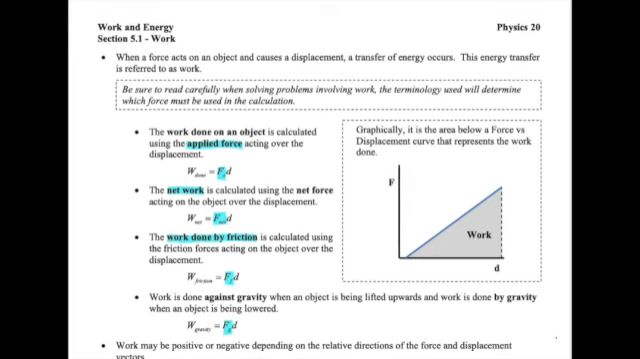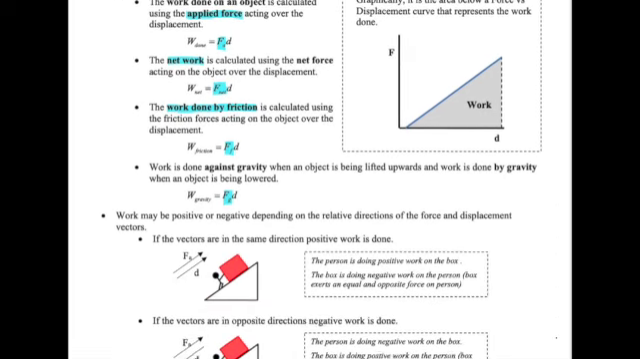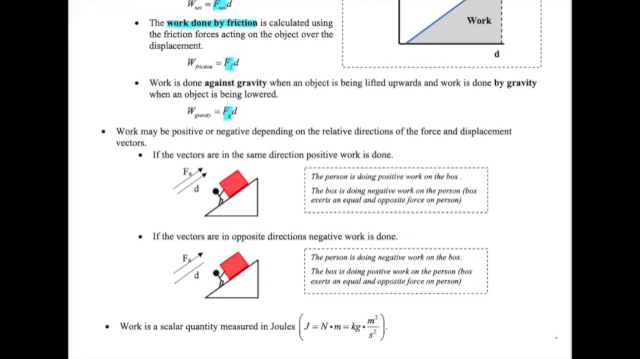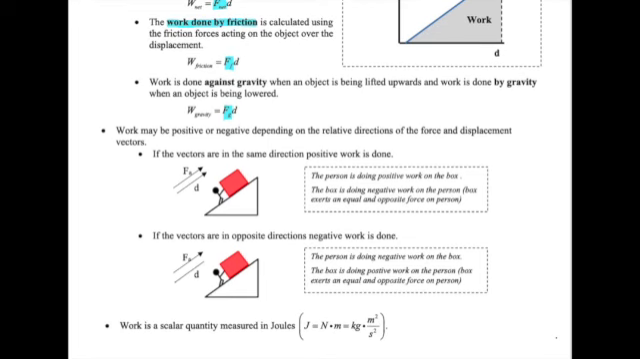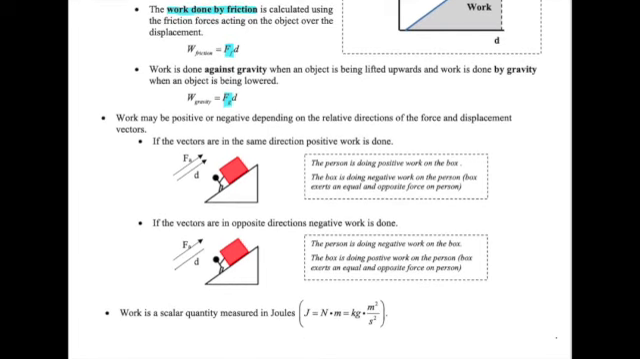Now, work and energy are both scalar quantities. And what that means is that when we are reporting work, we don't include a direction with that. However, it is still possible that work can be positive or negative. And this is just really looking at what your reference point is, so which object you are looking at, and then what the relative directions of the force and displacement are. So if the vectors are in the same direction, positive work is being done.